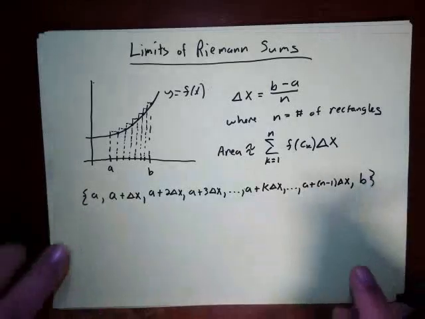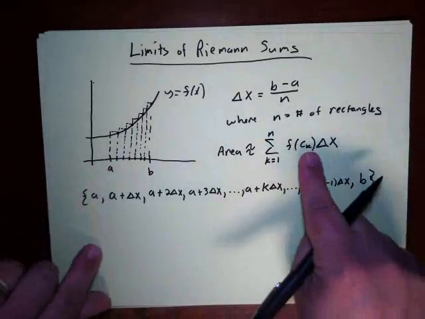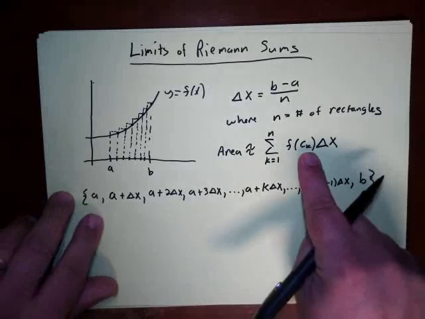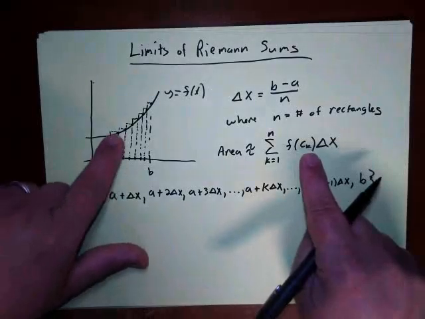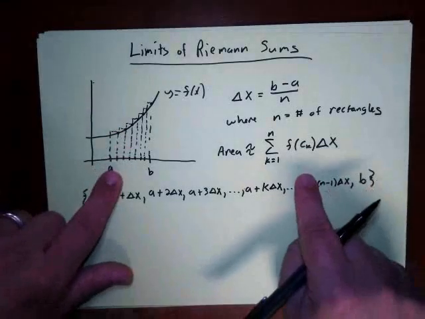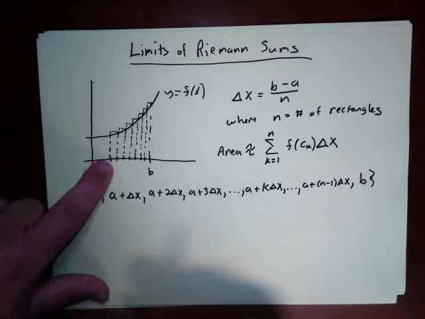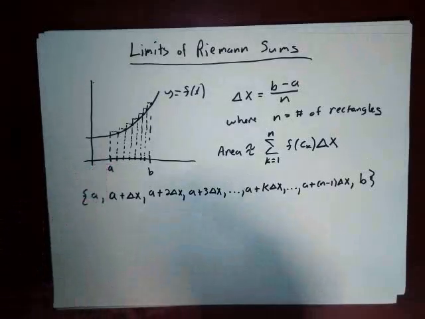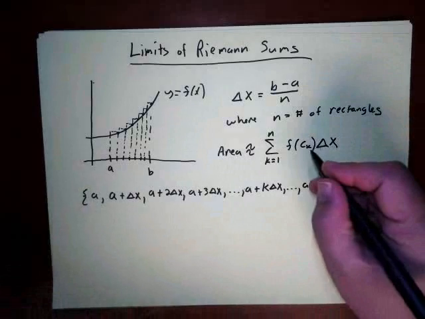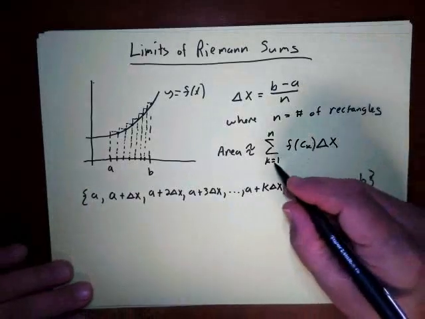And so what I'm going to do is I'm going to choose my c, where I'm evaluating the height of the rectangle at each point. I'm going to choose it to be the right endpoint. Okay, and there's a reason I'm going to choose it to be the right endpoint and not, let's say, the left endpoint.